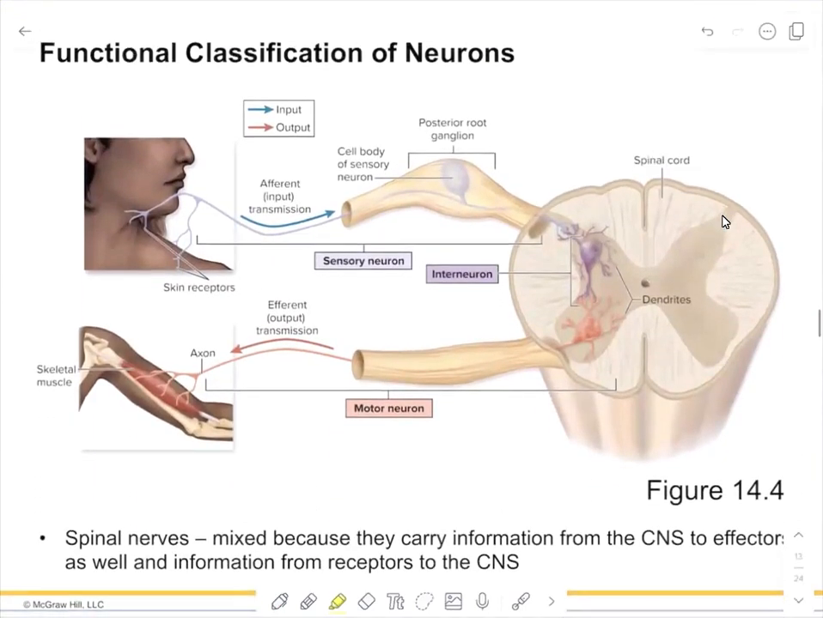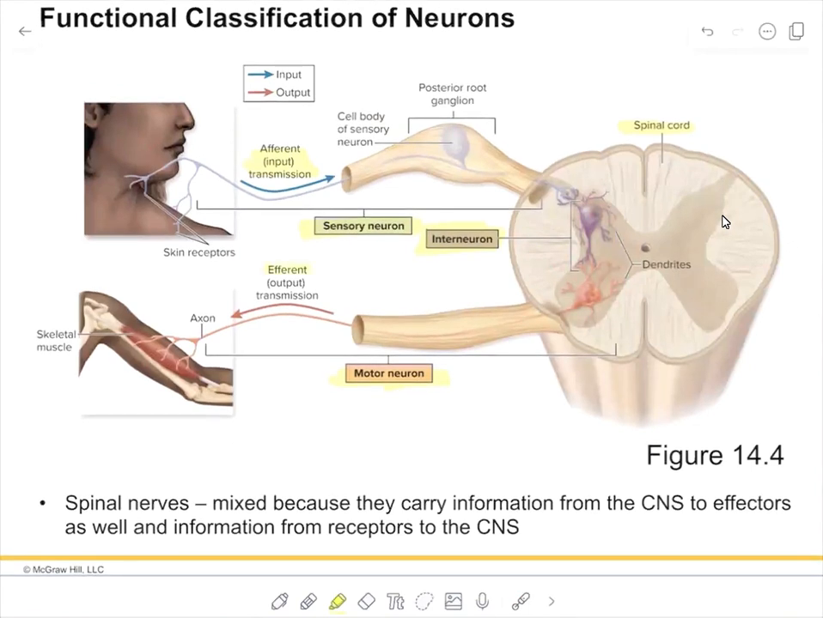So this slide is showing us examples of these classifications. What we're looking at here is a transverse section of the spinal cord, a part of the central nervous system. We can see the afferent input transmission taking information towards the central nervous system. So that means that it would be a sensory neuron. The interneurons are actually in the central nervous system, and they're sort of the decision makers. Then the motor neuron would be taking the information away from the central nervous system, and it would be responsible for output or the efferent.